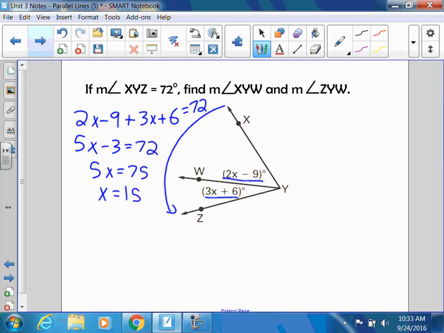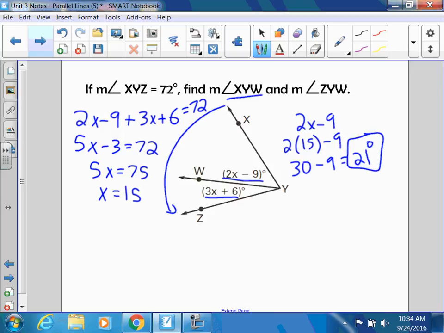So we have x, but what we want to find out is the measurement of XYW. XYW is the 2x minus 9. So if we plug in 15 to that, 2 times 15 is 30. 30 minus 9 is 21. So it looks like that angle is going to be 21 degrees. That is XYW. We're going to do the same thing with the other angle, 3x plus 6.